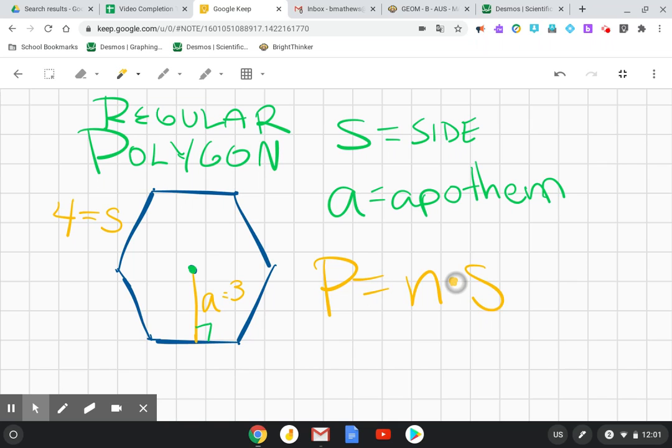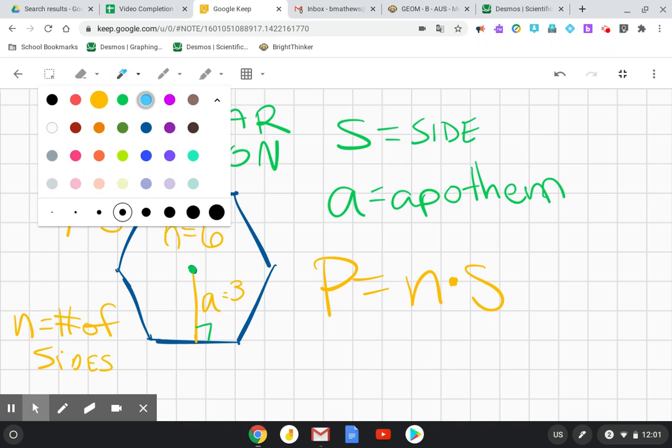We might say, well, Mr. Matthews, you said that there are only two dimensions, s and a. That is true, but there is also this other idea that we need, which is the n, the number of sides. So I'm going to write that down here: n equals the number of sides. In this figure, that number is 6 because there are 6 sides on a hexagon.